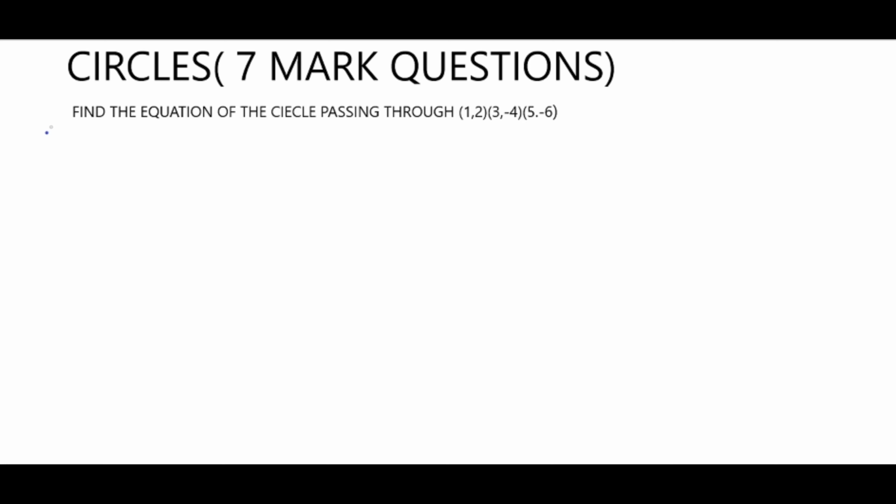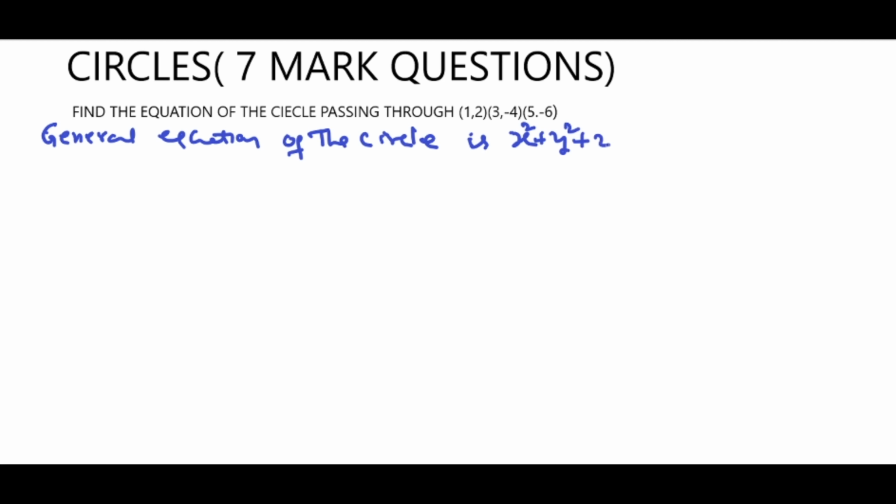The general equation of the circle is x square plus y square plus 2gx plus 2fy plus c is equal to 0. This is the general equation of the circle. Now we substitute the points (1, -2), (3, -4) and (5, -6) in this given equation.